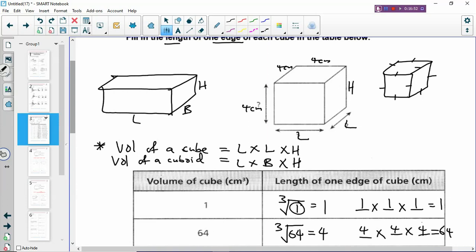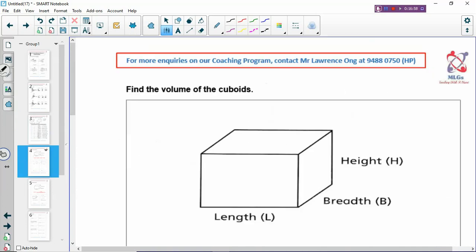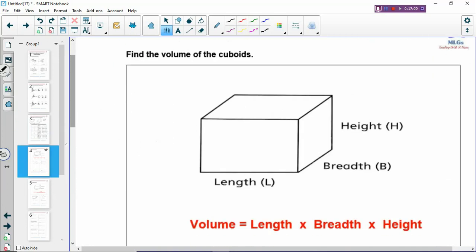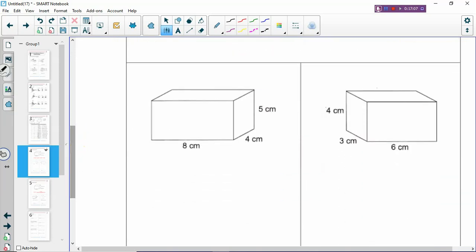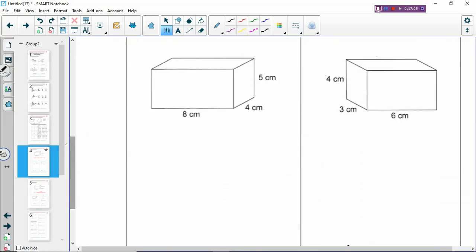So how do you find the volume of this cuboid? Length times breadth times height. Alright, okay, let's quickly move on to the next lesson, which is what we talked about just now. So how do you find the volume of the cuboid? Length times breadth times height. Alright, so let's go down, and you can see that you have rectangular blocks.